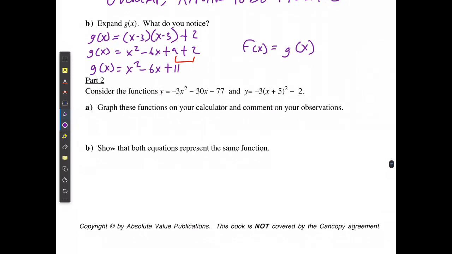In the second one, I see I have y is equal to negative 3x squared minus 30x minus 77, or y is equal to negative 3 bracket x plus 5 squared minus 2. When I graph them out, the same as last time, they appear to be the same.